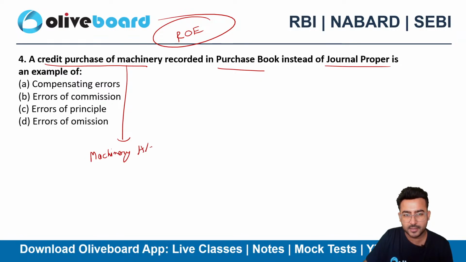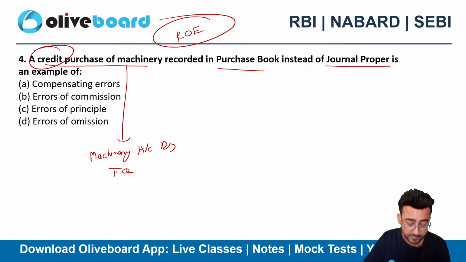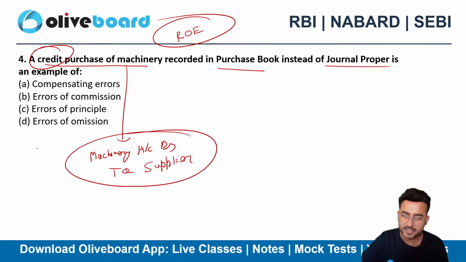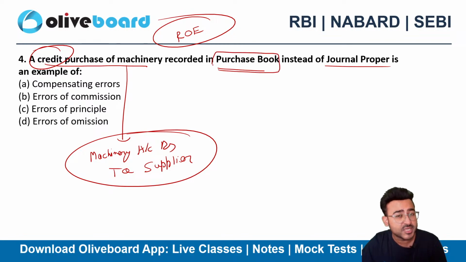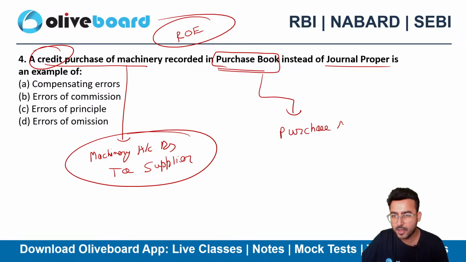Machinery account debit. I have purchased it on credit, so machinery account debit to supplier. This should be the ideal journal entry. However, my accountant has made this entry in the purchase book. Now what do you mean by that? He has passed the entry: purchase account debit to supplier.